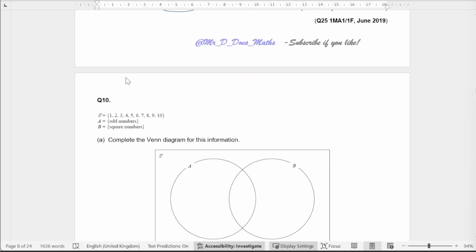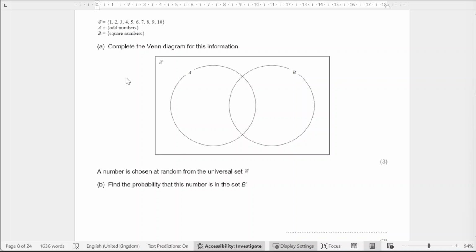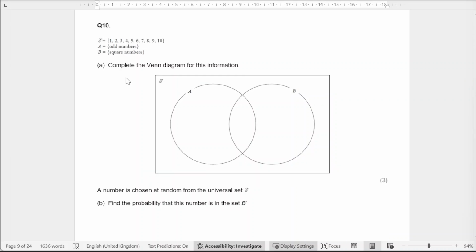Okay, and question 10. Complete the Venn diagram for this information. So we've got the numbers 1 to 10, and we've got set A are odd numbers, set B are square numbers. So I'm going to try and do this in order. So 1 would go as an odd number. As an odd and a square number, so it should have gone in the intersection.